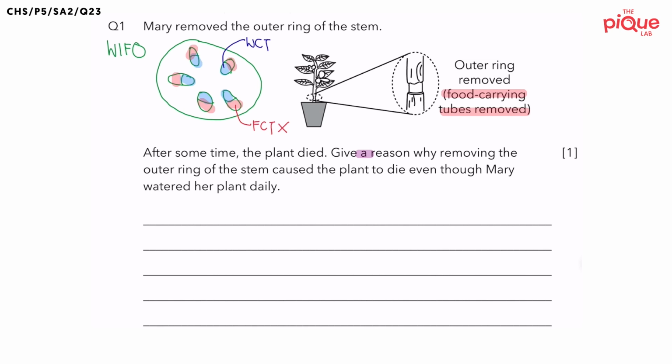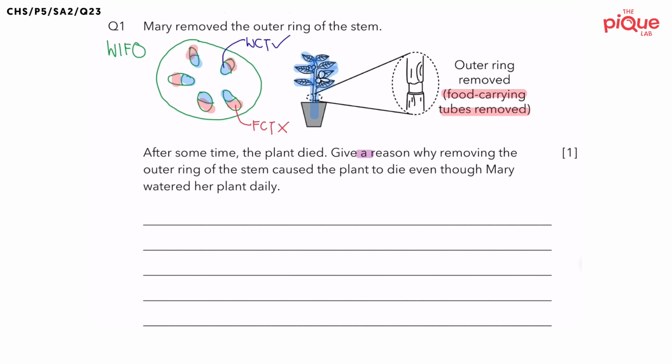Next, let's take a look at water carrying tubes. Were the water carrying tubes removed? No, therefore I will put a tick beside WCT to show that water carrying tubes are still intact. And if water carrying tubes are still intact, which substance can still be transported? Water. So using a blue color highlighter, I will highlight the pathway of the water. So where does the plant absorb water? Through the roots, which is at the bottom, and water will then be transported up the water carrying tubes in the stem, and it will reach the leaves.